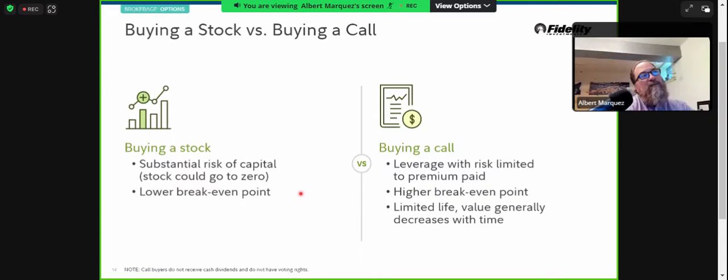On the other hand, when you're buying a call, you've got leverage with risk limited to that premium paid. In other words, we're controlling essentially 100 shares, but we only paid $210 to do so, not $4,250. The downside, of course, is that there's a higher break-even point. We needed to get to 44.60 just to break even, but above that, we start to make money, which is great. Of course, limited life, and that value generally decreases with time.